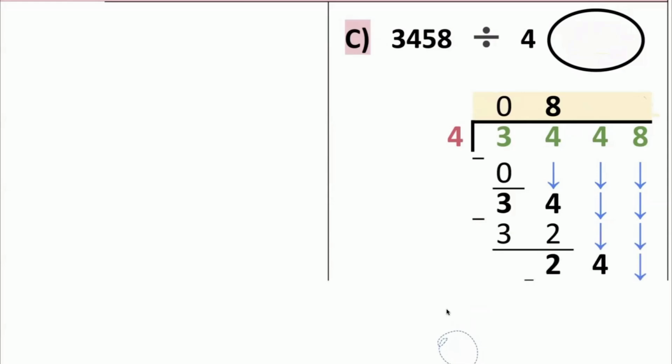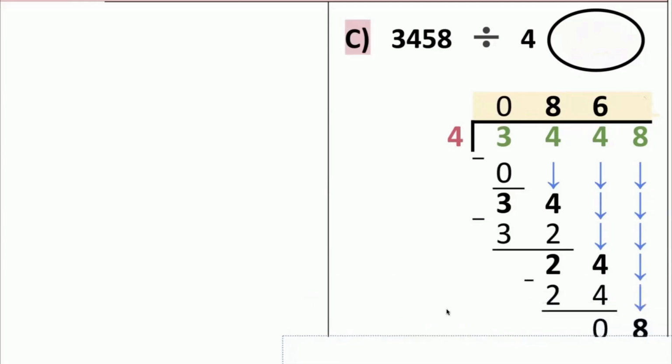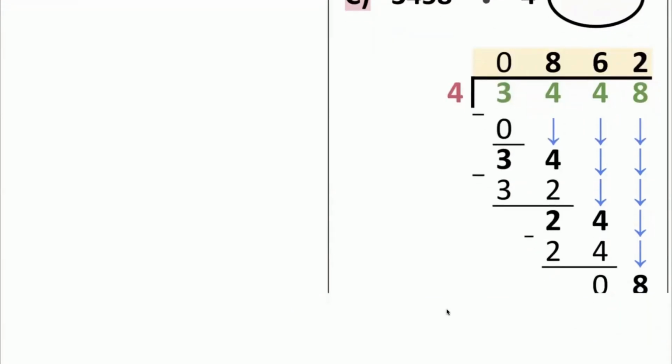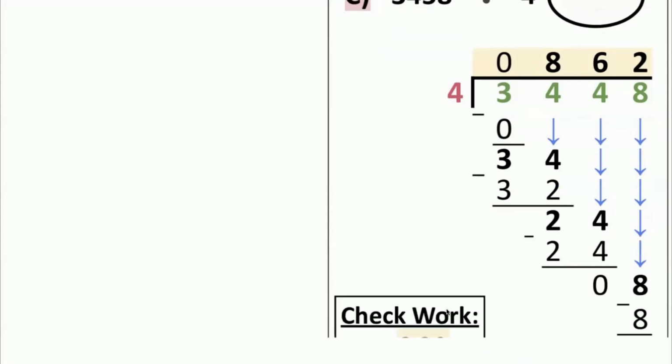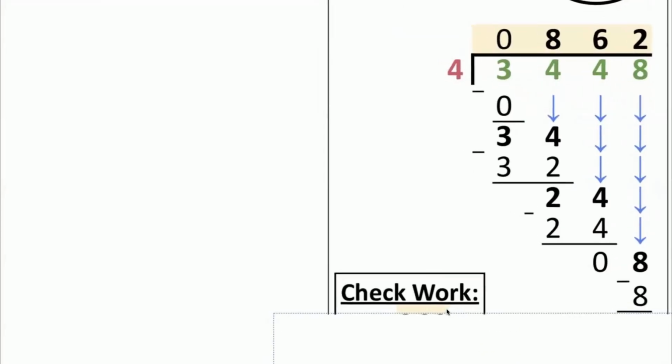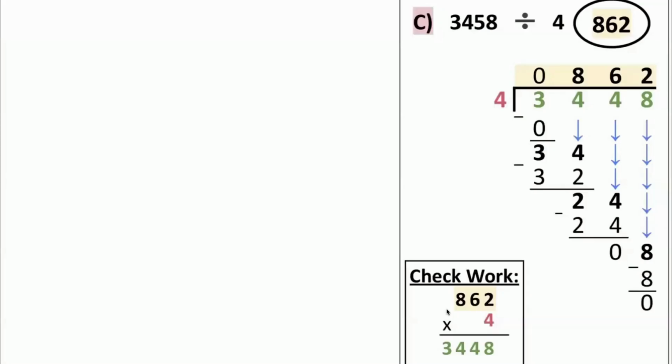And we bring down the 4. Notice how neat everything is. 4 fits into 24 6 times. Subtract, bring down. And 4 fits into 8 2 times. 4 times 2 is 8. And then we end with 0. Then you could have checked your work by doing the quotient times the divisor, and that'll give you the dividend.